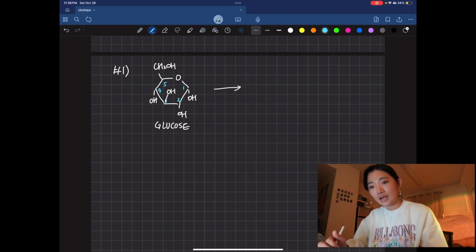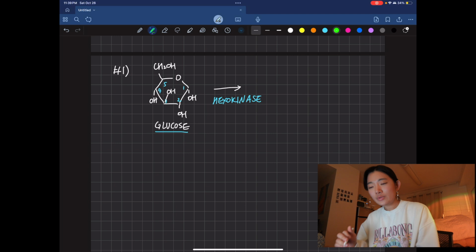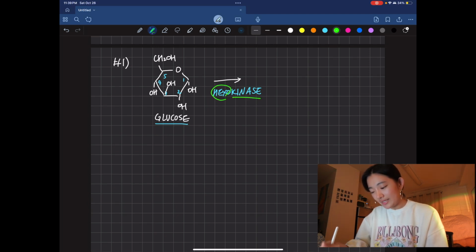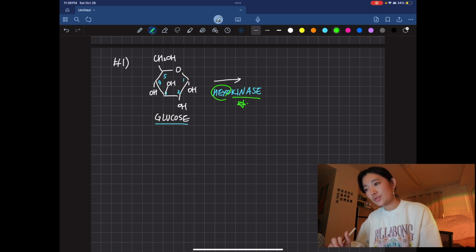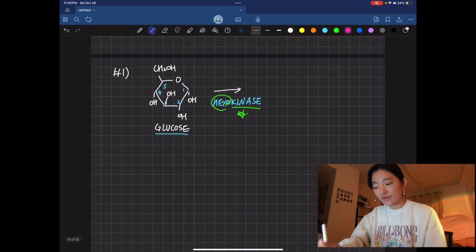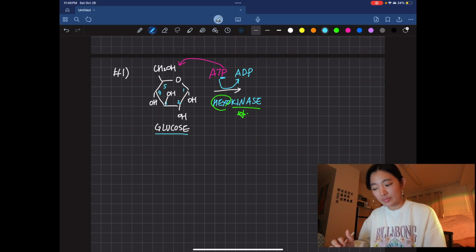In this case, the kinase that's going to phosphorylate the glucose is hexokinase. Now, anytime you have an enzyme, always look to its name to figure out what it's doing. We have hexokinase. Obviously, kinase, it's going to be some sort of transferase that transfers a phosphate group from one molecule to another. In this case, it's transferring the phosphate group on an ATP to the glucose, right? So we're gonna invest an ATP and we're gonna end up with an ADP. And that phosphate group is going to end up on the glucose.